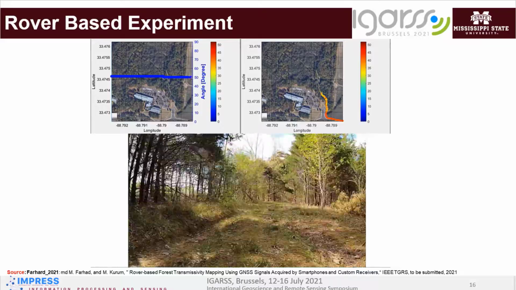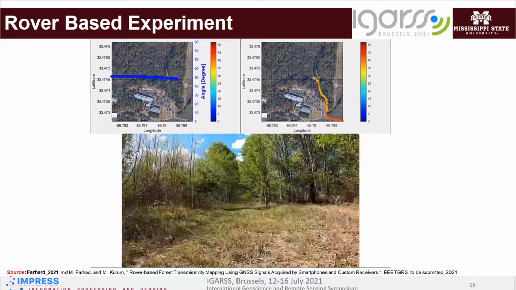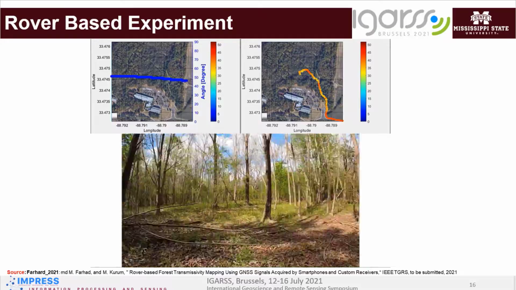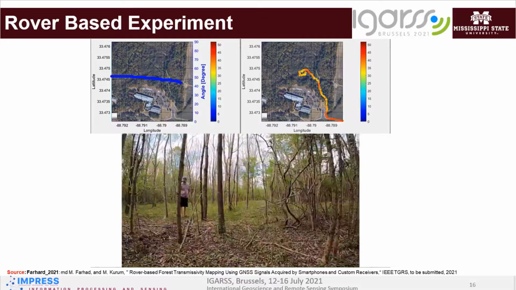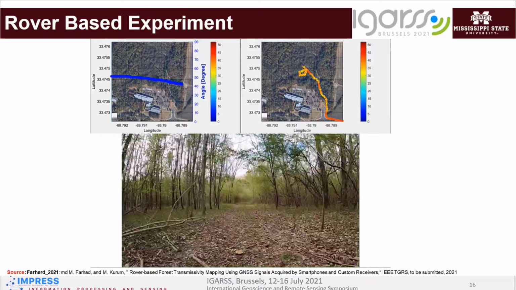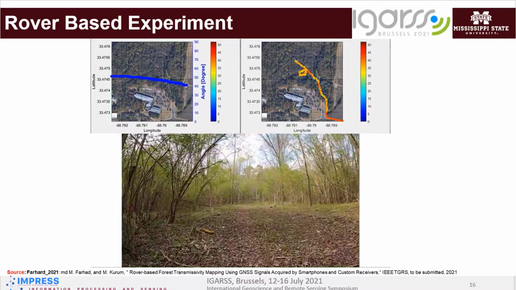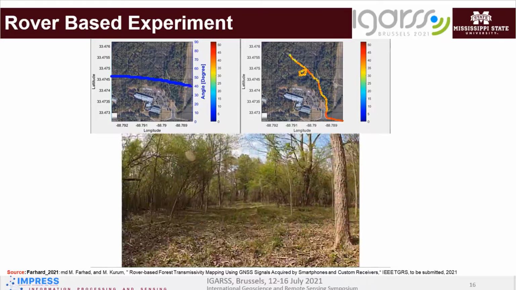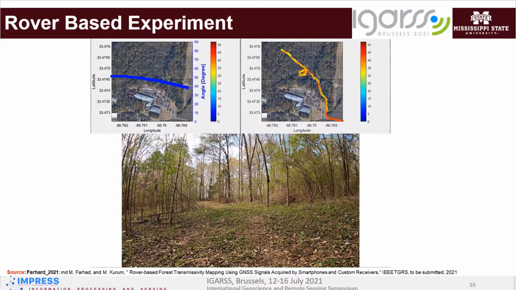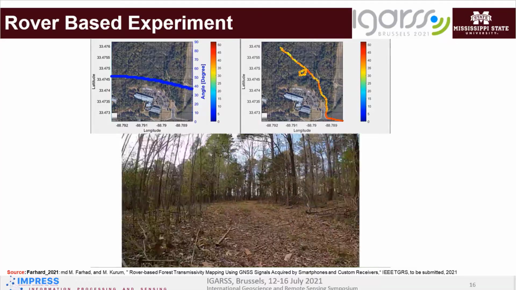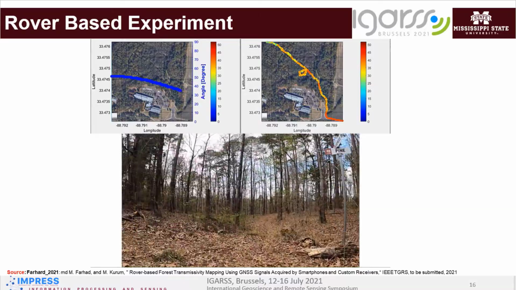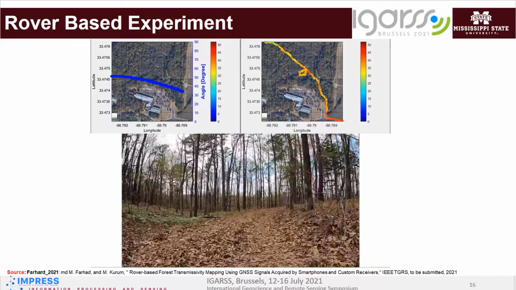Here, the bottom figure represents the fast forward video of the rover moving through the forest. On the top right figure, you can see that as the receiver is moving through the forest, it is receiving the attenuated GPS signal. The color bar represents the signal strength. On the top left figure, the blue line represents the satellite's elevation angle. As the rover is moving through the forest, the satellite's elevation angle is also changing. The right y-axis of the top left figure represents the satellite's elevation angle.